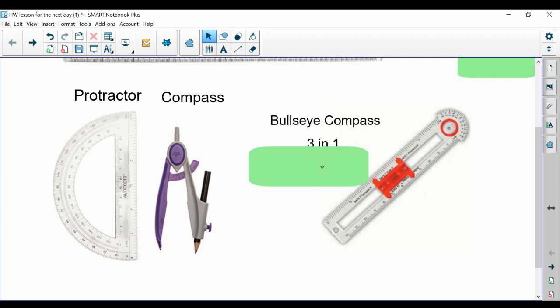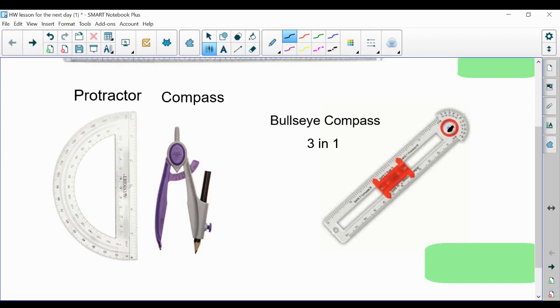This is called the bullseye compass. How is it named? Like you see the one on the top, that's the eye. That's called the bull's eye, and it's really bold, because everything is inside: the protractor, the compass, and the rulers in one thing.